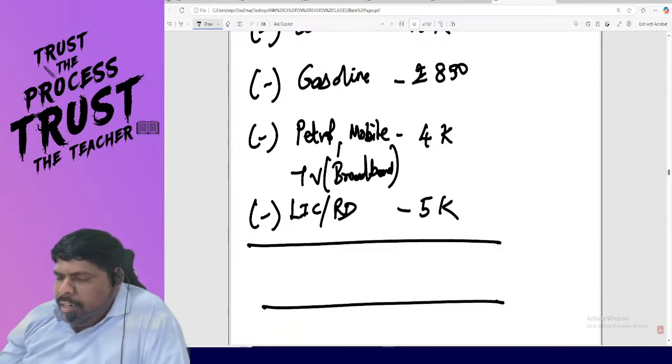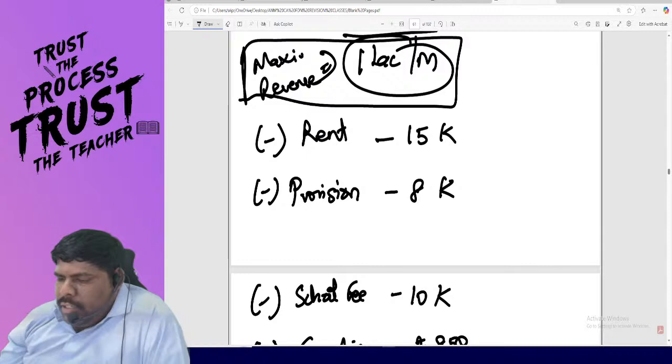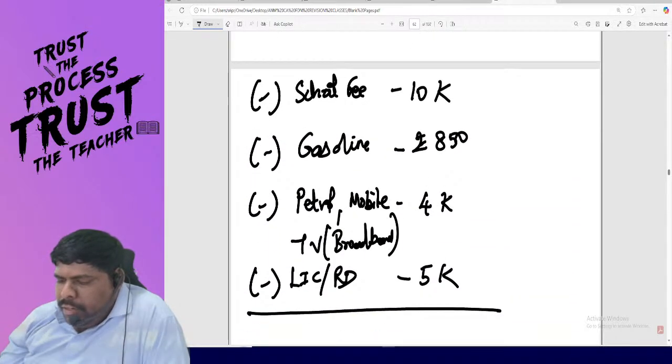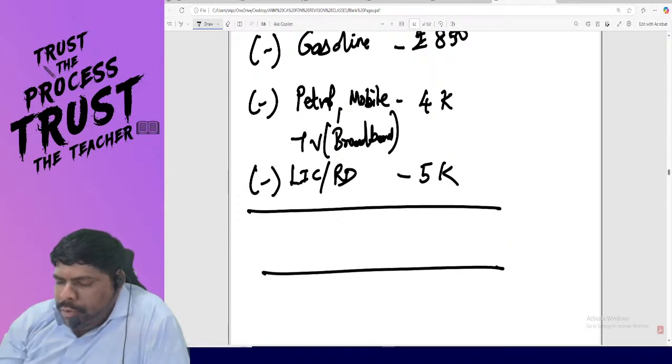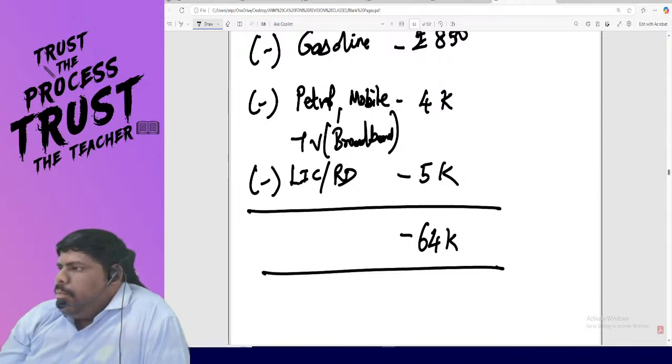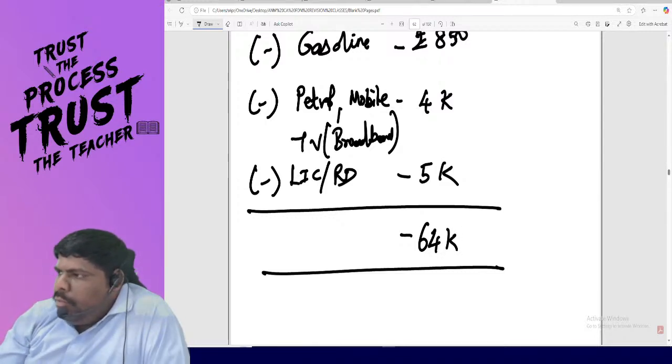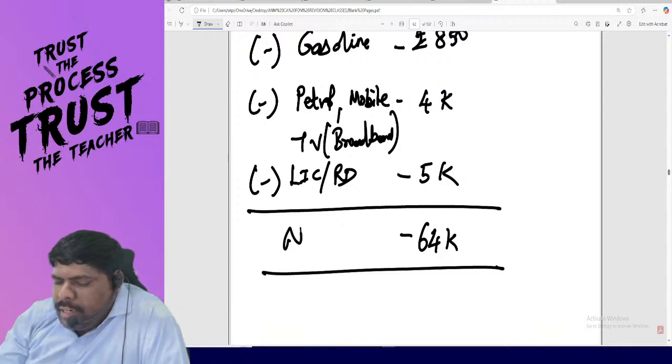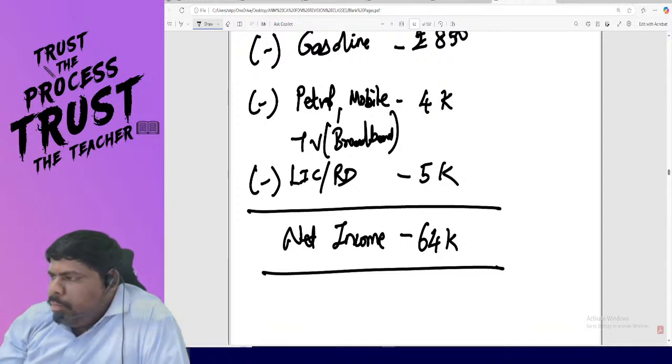Now just deduct this. How much? 23, 33, 34, 39, 44. So balance will be 64. Okay. What is the 64 called? It is called net income. Correct? But normally, do we save this amount?